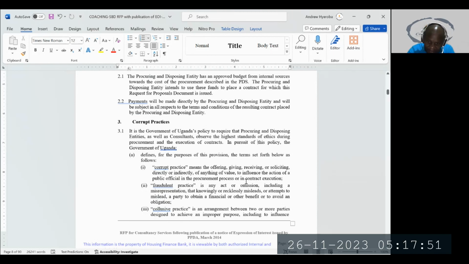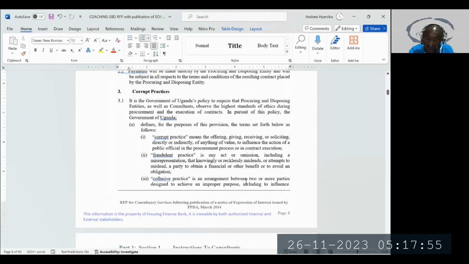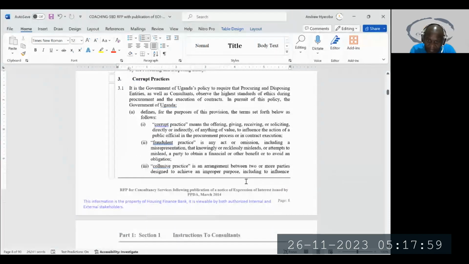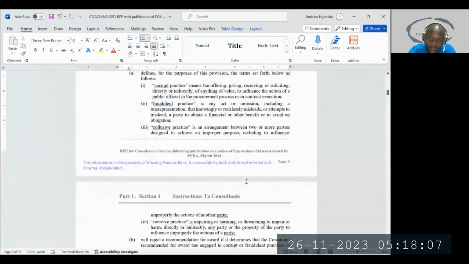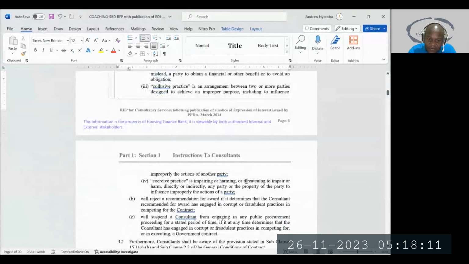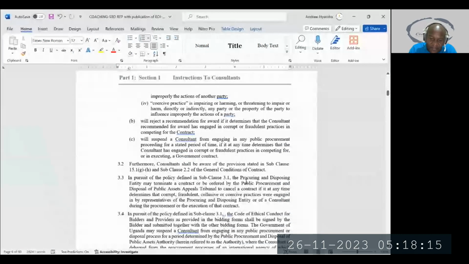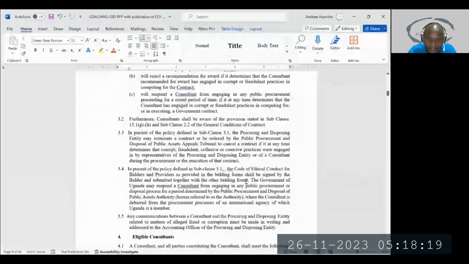Then, of course, there are corrupt practices. We as consultants should observe the best standards of ethics: not offer bribes, not misrepresent or recklessly mislead or attempt to mislead, not collude between two or more parties, not be coercive. If any of us has been found to be corrupt, we shall be thrown out and things like that.